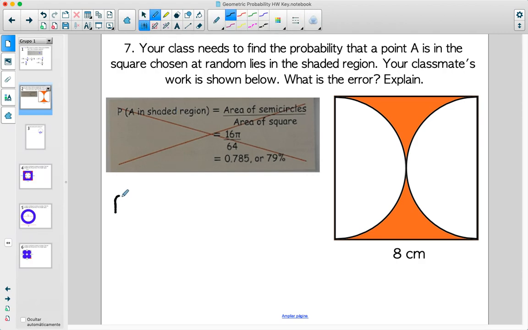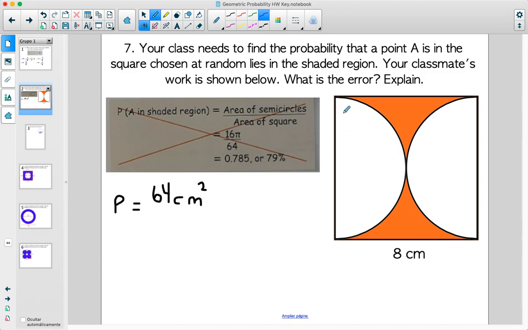So the probability of A in the shaded region equals, because we just want to know the shaded region, we need to find the area of the square. The area of a square is side times side, which is 64 units or centimeters squared. That's the area of the square, and that's going to be in the numerator. But we are going to subtract from it the area of the semicircle.